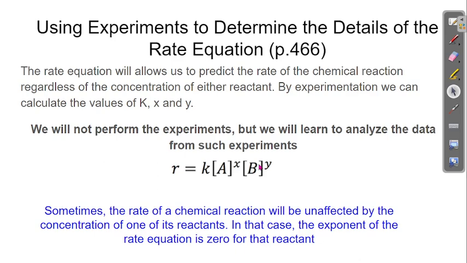And you're not going to be doing those experiments. What you're going to learn to do is analyze the data that somebody else's experiments collected. So we're going to see tables of data and we're going to analyze them to find K, X, and Y. Sometimes the rate of the chemical reaction will be unaffected by the concentration of one of its reactants, as I showed you a minute ago.